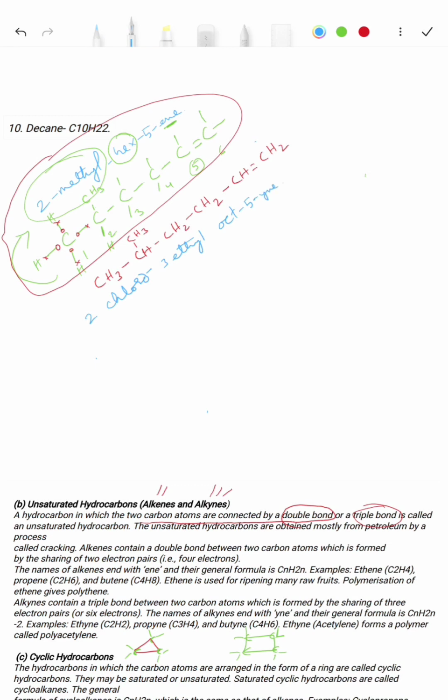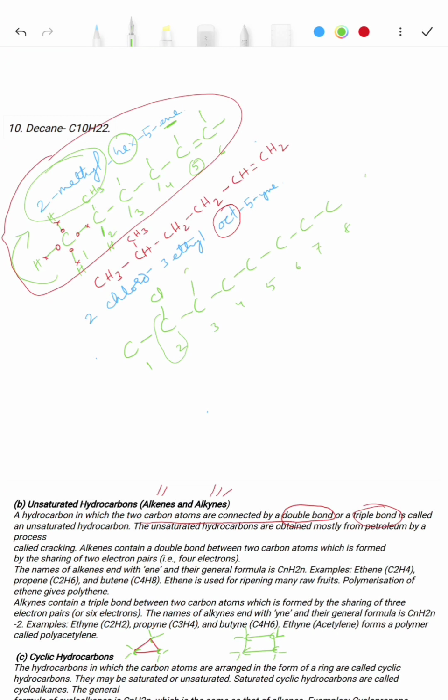2-chloro-3-ethyl-octyne. So the first thing you have to do is identify the parent chain. The parent chain here is octyne. So octyne has 8 carbon atoms. Let's try to draw the structure of an 8 carbon chain, and number it 1, 2, 3, 4, 5, 6, 7, 8. So here the chloro is attached at carbon 2, so let's draw the chloro here, and ethyl is attached at carbon 3.